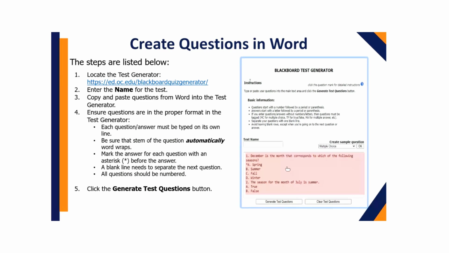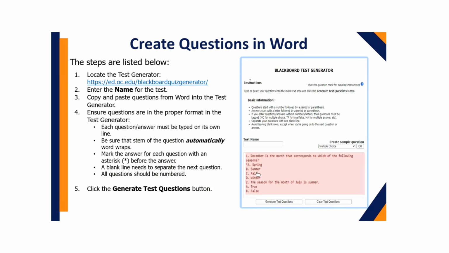Each question must be typed on its own line. The stem of the question needs to automatically word wrap. So if you have a question that's very long, do not hit enter to get a hard return. Every question must be marked with the correct answer, and that's an asterisk. Every single answer that's correct has to be marked in the front with an asterisk.